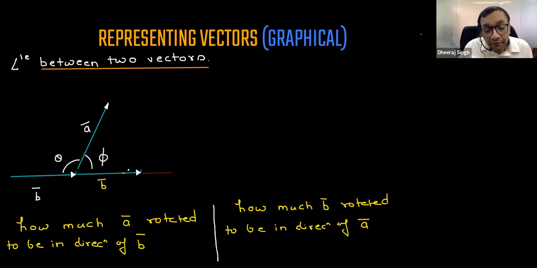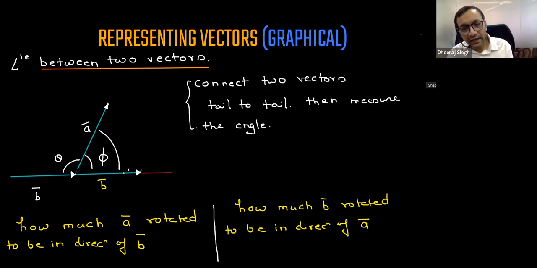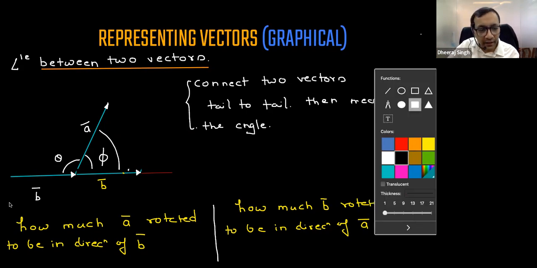So when we try to find out the angle between the two vectors, the first step is to connect the two vectors tail to tail. Tail to tail, then measure the angle. This angle. Now, suppose the vectors are not connected tail to tail initially, then what do you have to do? If they are not connected tail to tail already, then what can we do to make sure that they are connected tail to tail?